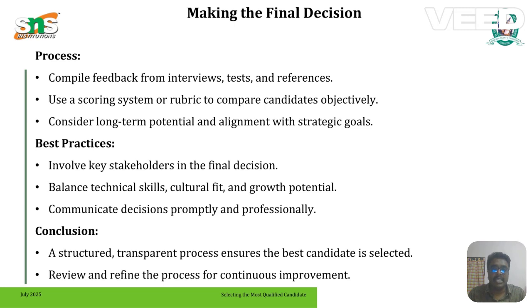To go for the final decision, we have to collect the feedback from all the processes, for example interviews, tests, and references. We have to have a proper scoring system and give proper marking, so we can compare and judge objectively. Then we consider the long term potential of the employee so that the organization's strategic goals are properly implemented. The best practices include involving the stakeholders in the final decision, and a balanced decision can be taken from the technical skill, cultural fit, potential, and communication skills. The decision should be properly communicated in a professional way.